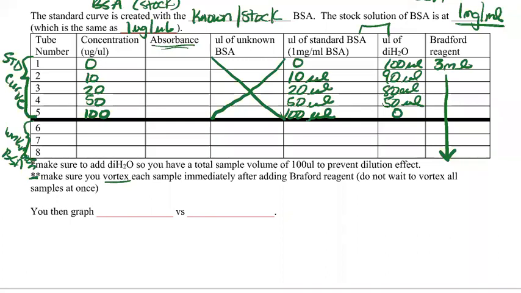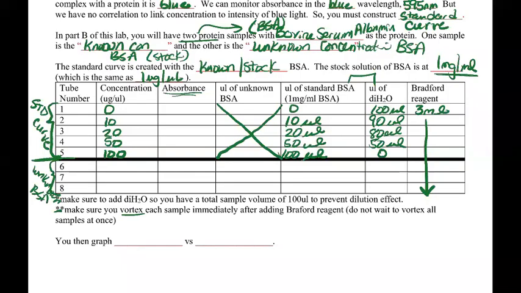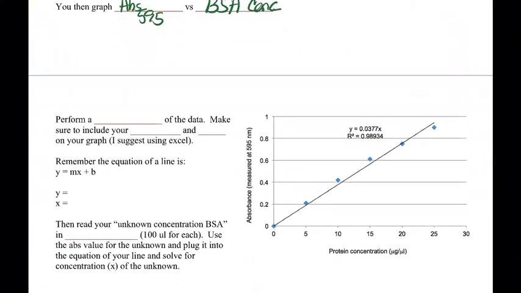I drew this big black line here because this is telling you this is the data for the standard curve. Everything above here is the standard curve. That is going to give you data so that you can graph absorbance at 595 versus our BSA concentration. When we do that, we'll be able to plot this data. Once you plot the data, you're going to put absorbance here, and then protein concentration. Then you're going to perform a linear regression of the data. So it's a line of best fit.